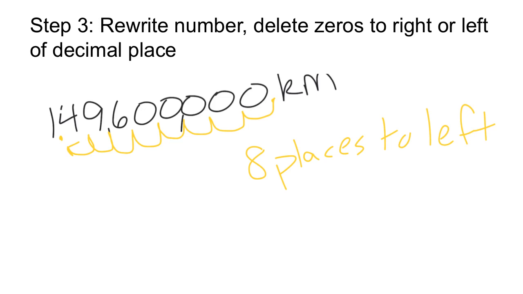Then my third step is to rewrite the number, deleting the zeros to the right or left of the decimal place. If you were doing this problem, you would write down that number between 1 and 10 that you had. So mine would be 1.496. And then I'm going to get rid of all of these zeros because if I have all of these zeros after the decimal place, it doesn't really do me a whole lot of good to have those. Those are just placeholder values. And so that's how we're getting our number to shorten up and be a little bit neater, especially with those numbers that have 17 zeros at the end of them, because we can just get rid of those zeros. We don't have to show those.